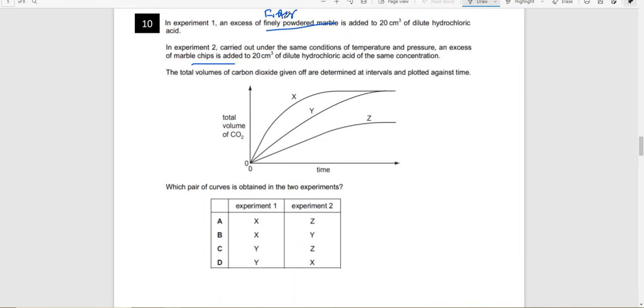It is going to be faster. And since the same amounts are being added to the same amounts of the acid and under same conditions of pressure and temperature, 1 and 2 must end at the same point. So x and y can be 1 and 2. But you will have to see experiment 1 is faster. Experiment 1 has to be faster, so x is faster. So x will be 1 and y will be 2.